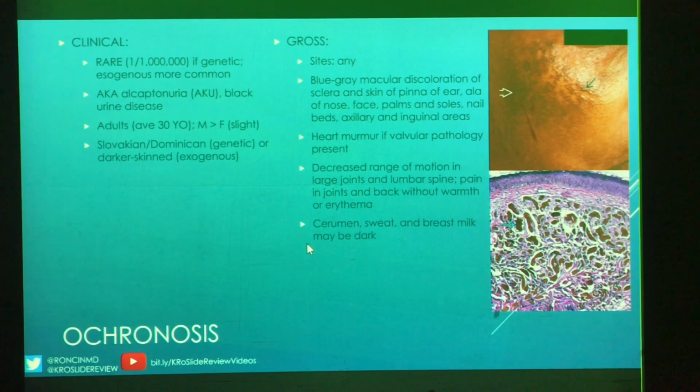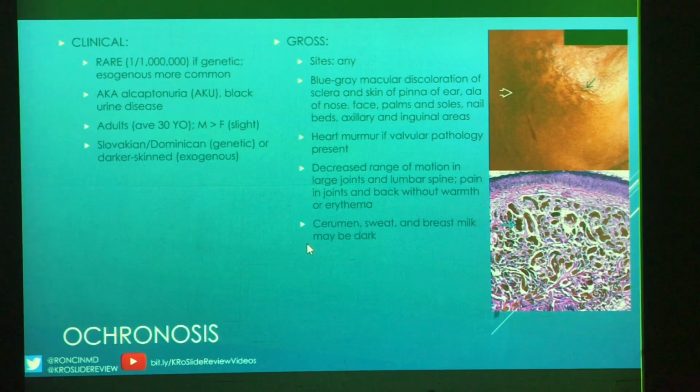So genetic, we see it more in Slovakian and Dominican ethnicity, but exogenous, so up top where it says esogenous, that should be exogenous, which, I don't even know that esogenous is even a word, so exogenous. And that tends to occur in darker skinned individuals. It can occur in any site, but it tends to be this very dark blue-gray macular discoloration. Remember, macules are just very large patches, okay? And it can occur pretty much anywhere.